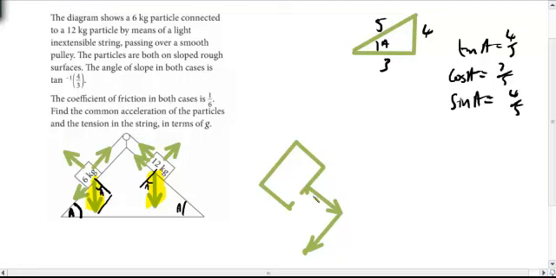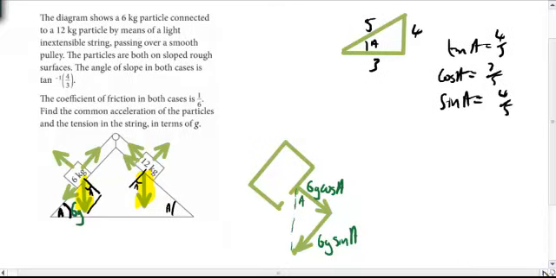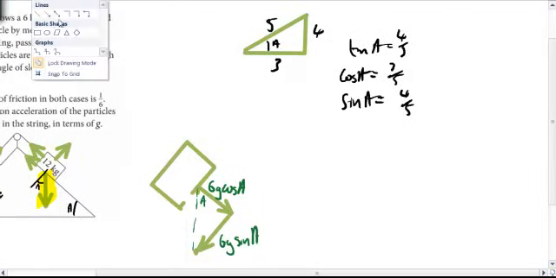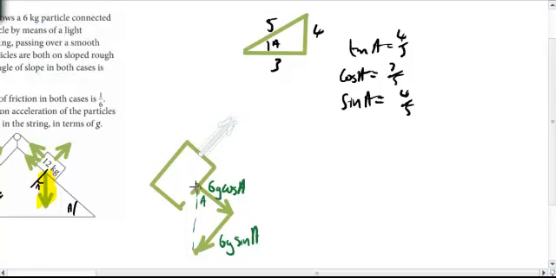This one here would be equal to, because that's angle A, this would be the hypotenuse, which is 6g, the length of that one, 6g cos A, and this one here is 6g sine A. In fact, you can pretty much work these out, or you can learn them off: the component into the surface is always 6g cos of this angle, the component down the surface is always 6g sine of the angle. But you can see from the triangle there that's the case as well. The other forces then are here. We've got tension and friction.